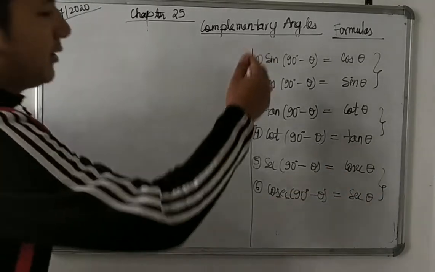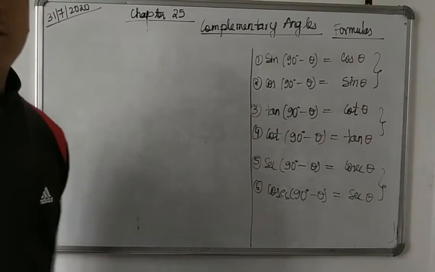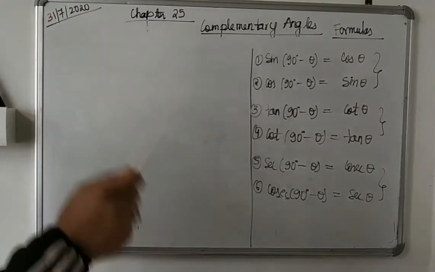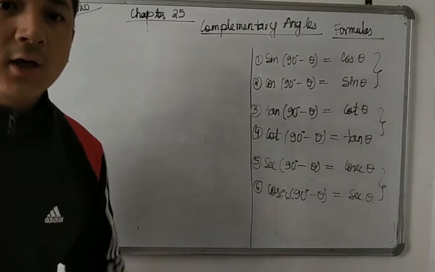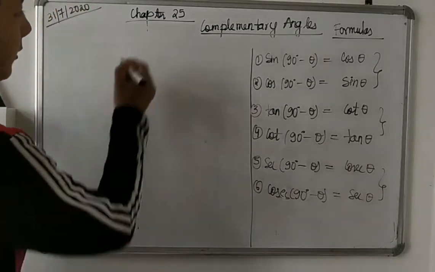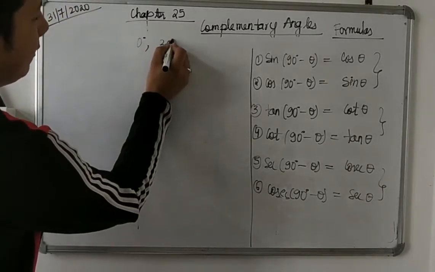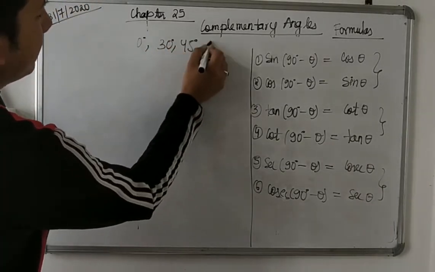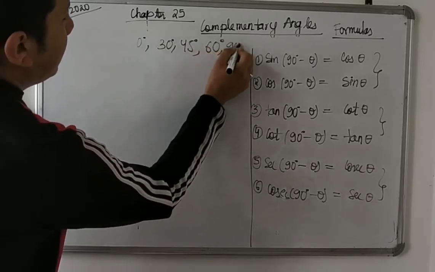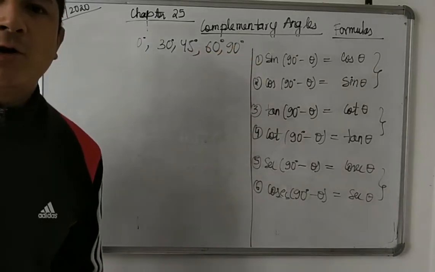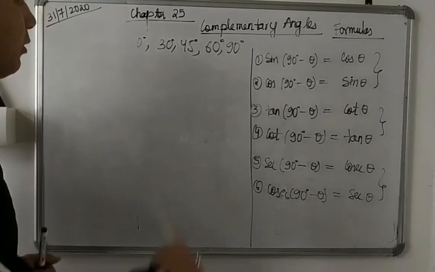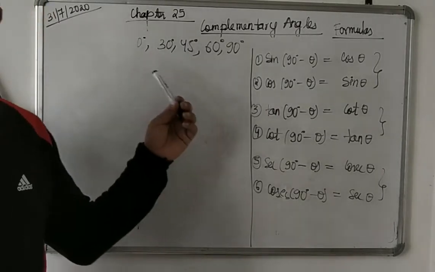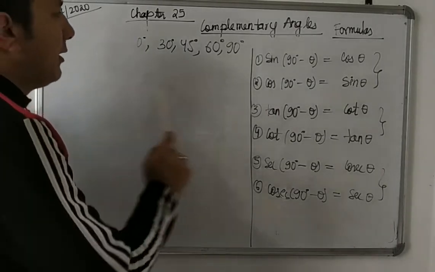So these 6 formulas, I am giving you only these 6 formulas. And by the way, don't forget about your trigonometric ratios of standard angles. How many standard angles were there? 0 degree, 30 degree, 45 degree, 60 degree, and then 90 degree. Isn't it? Chapter number 23 or 24, trigonometrical ratios of standard angles.